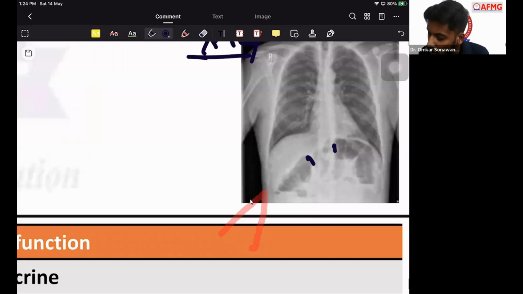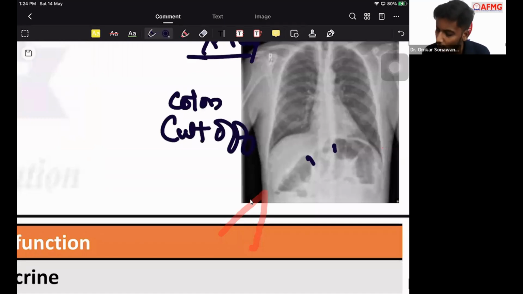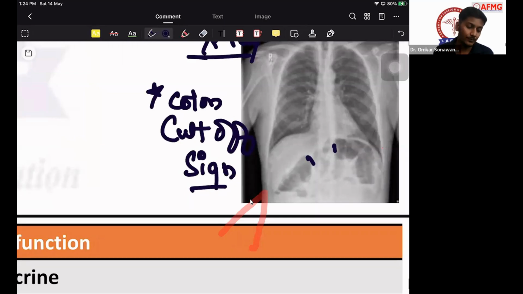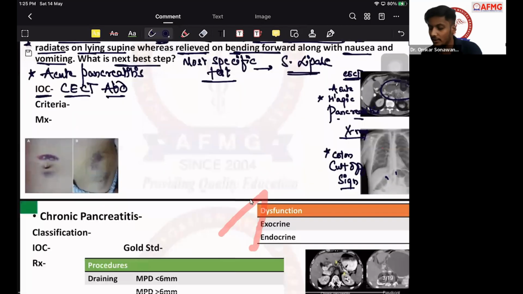Very good. This is known as the colon cutoff sign. Please remember, sometimes we can also see the sentinel loop sign. We can also see the sentinel loop sign or the colon cutoff sign. This is important. Please remember this. No issues with this, anybody?